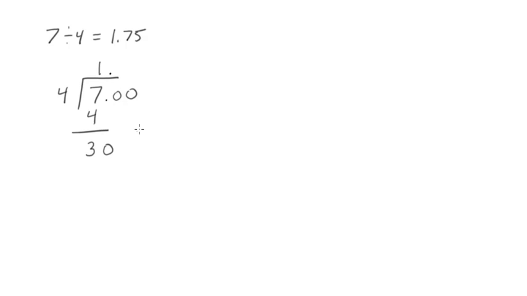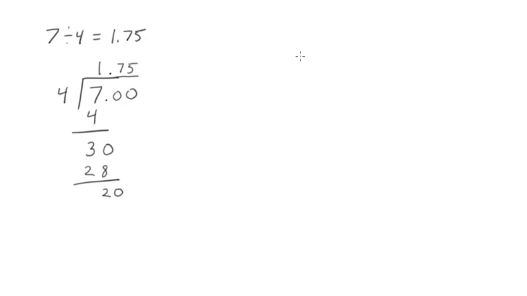4 goes into 30 7 times. 7 times 4 is 28. 30 minus 28 is 2. Bring down the other 0. 4 goes into 20 5 times, and we get 1.75. Let's do that in binary.